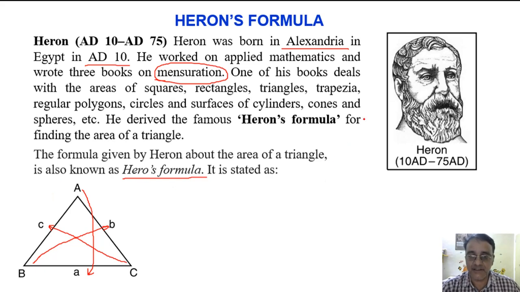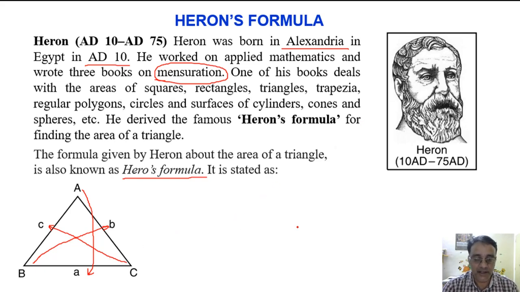But in class 9th, we are only dealing with Heron's formula, so we are taking any of the sides as A, B, C. But when you study solution of triangles, properties of triangles in class 11, then you will find that this is the nomenclature we use for A, B, C.